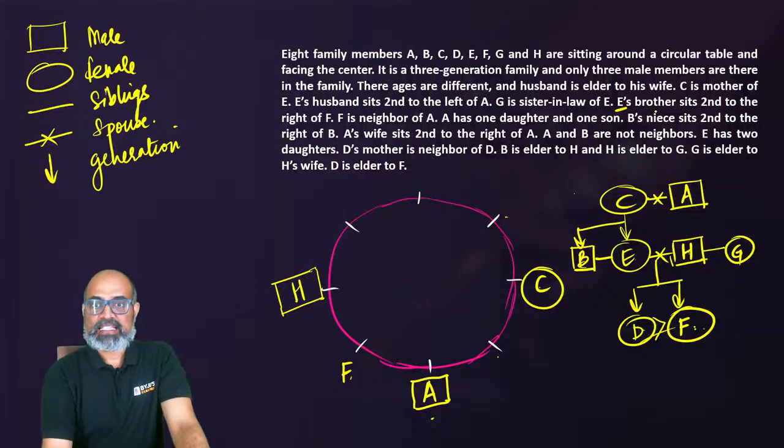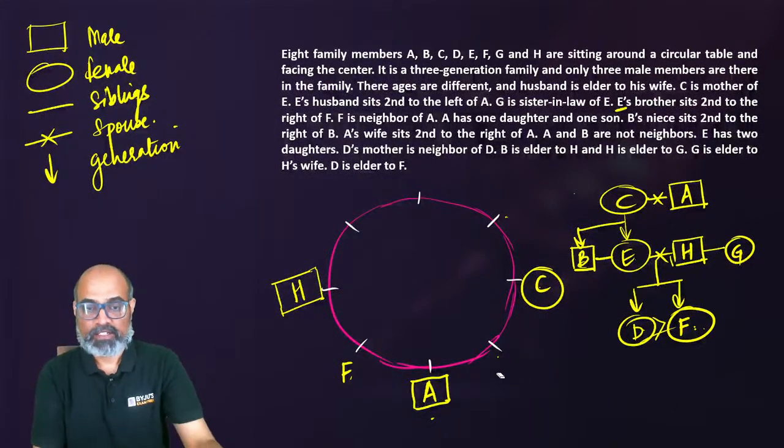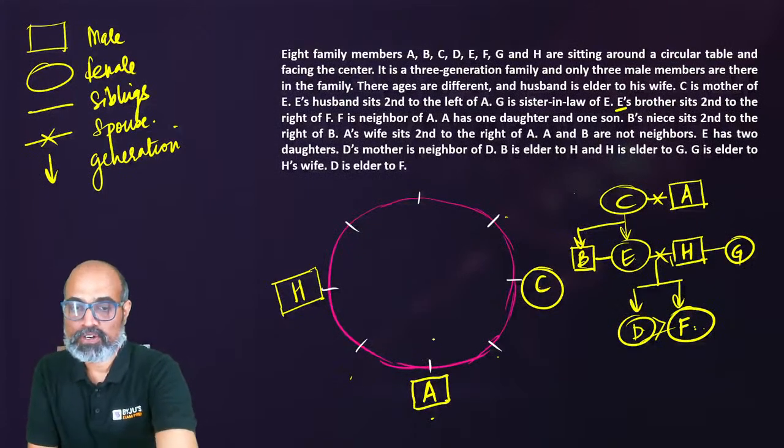Then E's brother, that is B, sits second to the right of F. So this is where B would be. And if I take F over there, B is going to jump C and go to that place, right? So we have two possibilities, not getting into the trap.